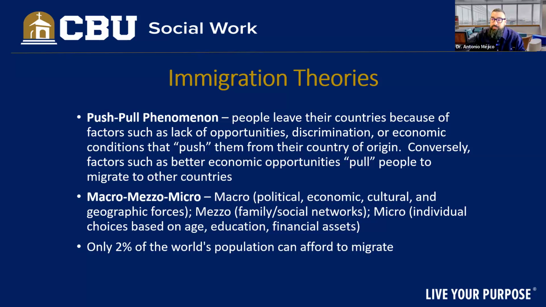When we discuss meso factors, we're discussing the family or social networks, right? Sometimes we have immigrants where an individual may choose to leave their country, but they actually leave the family behind in their country of origin, right? So that would be a meso impact to immigration. And then what's most popularly discussed is the micro, or individual choices based off of age, education, and financial assets that someone may have in trying to determine whether migration is appropriate for them.